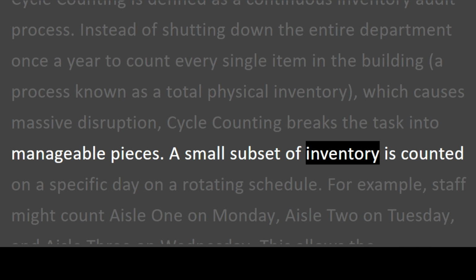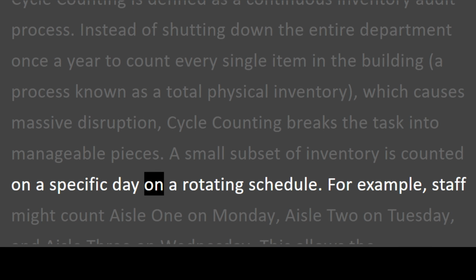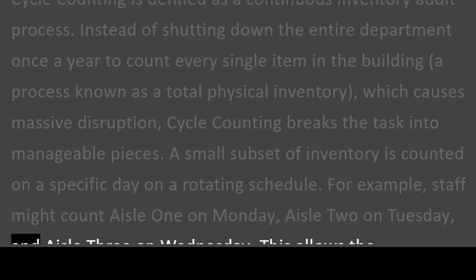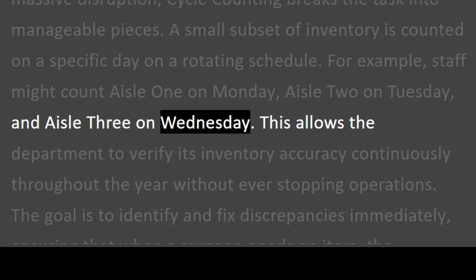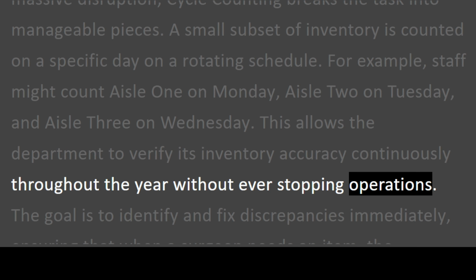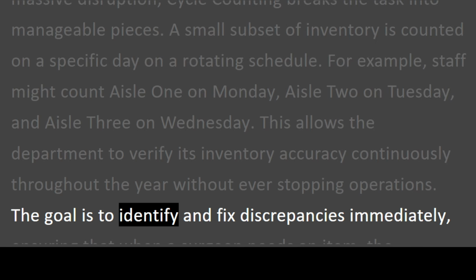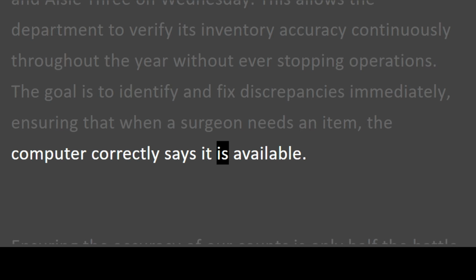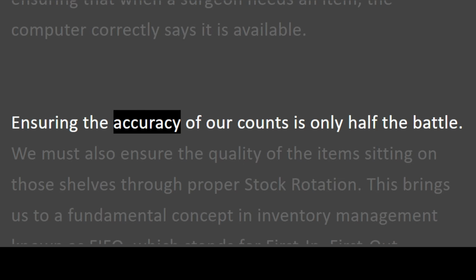A small subset of inventory is counted on a specific day on a rotating schedule. For example, staff might count aisle 1 on Monday, aisle 2 on Tuesday, and aisle 3 on Wednesday. This allows the department to verify its inventory accuracy continuously throughout the year without ever stopping operations. The goal is to identify and fix discrepancies immediately, ensuring that when a surgeon needs an item, the computer correctly says it is available. Ensuring the accuracy of our counts is only half the battle.